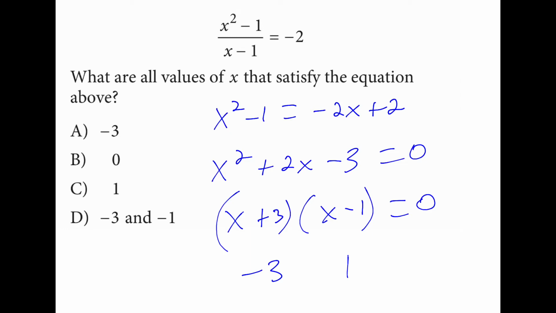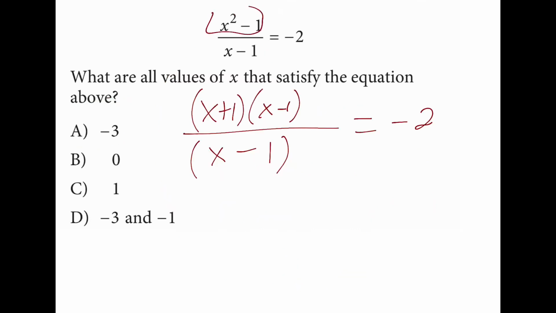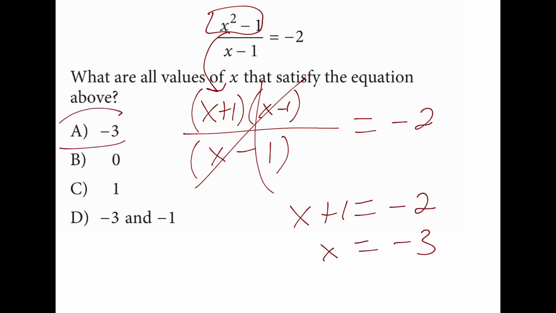Now I'm guessing if I was to plug one of those back in, it's not going to work. For example, if I plug in negative 3 here, that gives me 8 over negative 4 is equal to negative 2, which works. If I plug in a 1, 1 minus 1 gives me 0 over 0. So the 1 doesn't work, but the negative 3 does. It turns out the faster way of doing this is to take this initial equation and rewrite it as a difference of squares. That way you can just cancel out. And you find that x plus 1 is equal to negative 2, or x is equal to negative 3.